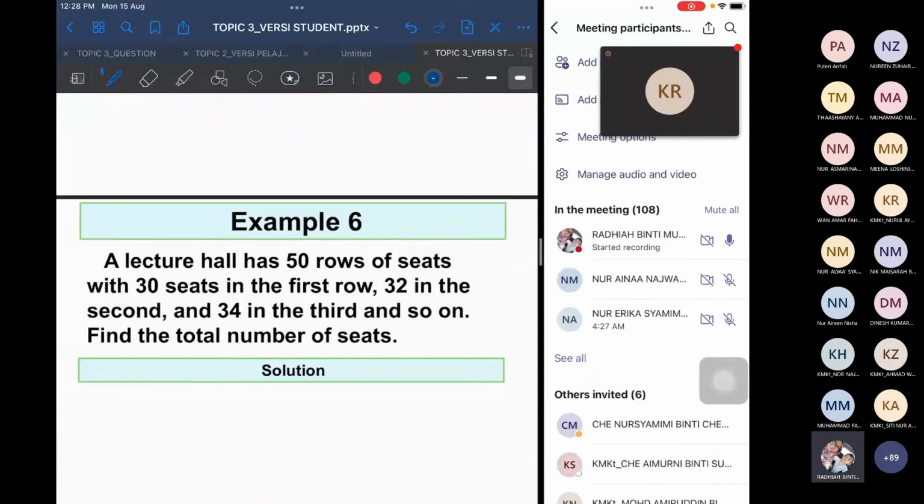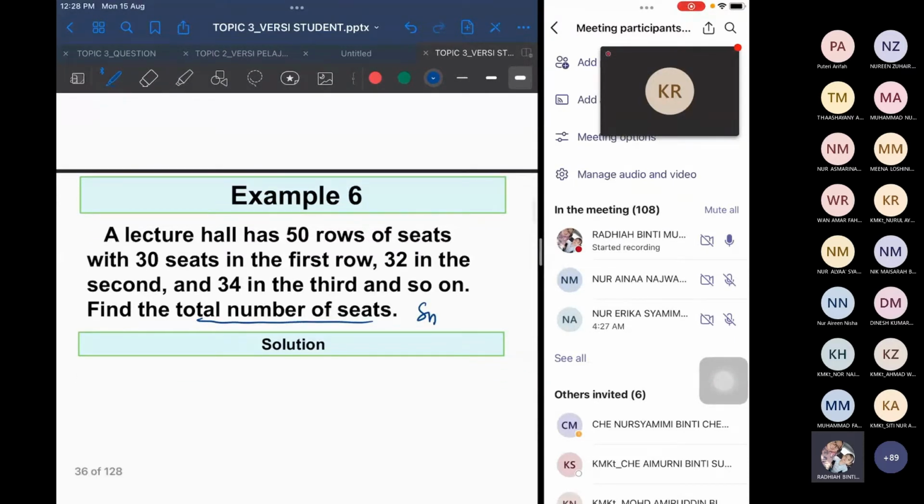Okay, example 6, dia kata a lecture hall has 50 row of seat with 30 seats in the first row. Okay, dekat first row dia kata 30, second row ada 32, third row kita ada 34 and so on. So, dia kata find the total number of seats. So, sekarang ni dia minta cari kita punya Sn. So, sekarang ni bila awak nak jawab soalan ni kelas, awak tengoklah dulu dia tu apa dia punya first term. Okay, so you punya first term is 50. Lepas tu you tengoklah dia punya perubahan daripada first row, second row, third row tu. So kita nampak kita punya common difference is 2. Lepas tu you masukkanlah dalam you punya formula.